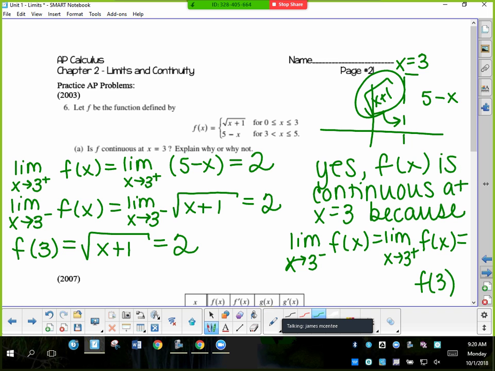Make sure, please, you're referencing the continuity conditions in your definition. Did we get that it was continuous there? Yes or no? Is that difficult?